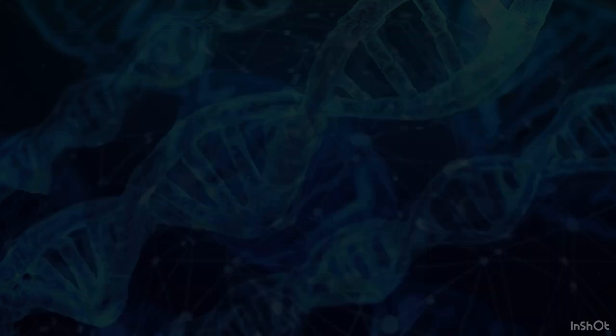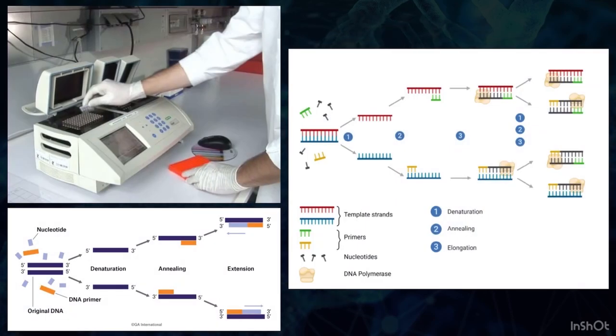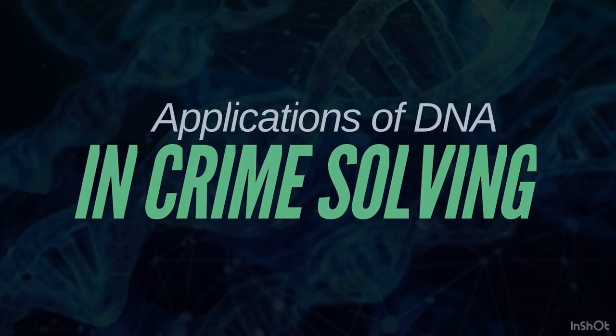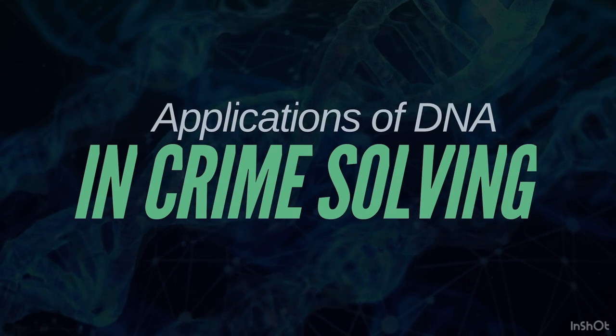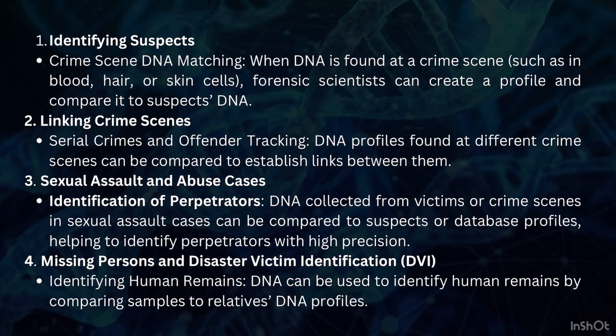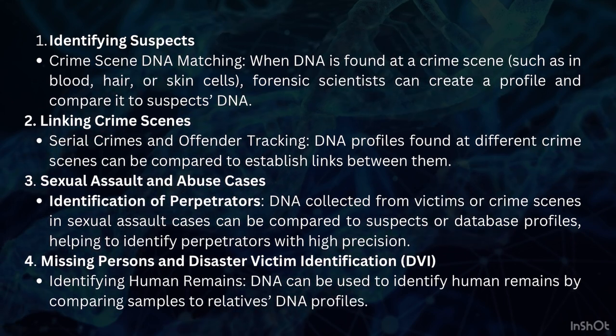After this, I'm showing you the image of the PCR technique, how it works, and how double-stranded DNA is converted into single-stranded DNA and then forms the new DNA strand. After this, we study the application of DNA in solving crime. First, identifying suspects: crime scene DNA matching.